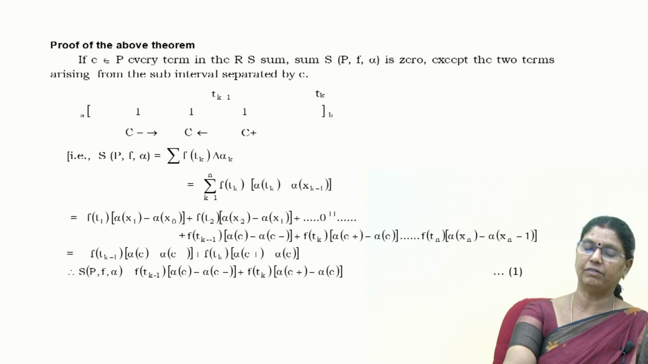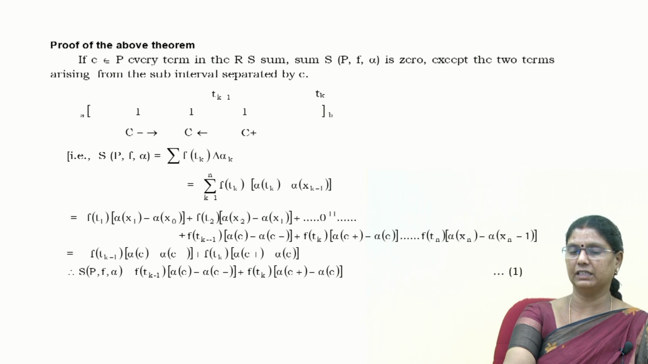That is, S(P, f, alpha) equals the summation of f of t_k into delta alpha_k, and this can be written as alpha of x_k minus alpha of x_{k-1}, and we use it to write the endpoints: f of t_1 into alpha of x_1 minus alpha of x_0 and so on. And here finally we have obtained f of t_{k-1} into alpha of c minus minus alpha of c, plus f of t_k into alpha of c plus minus alpha of c, since as per our assumption, except these 2 points, all the other terms become 0.